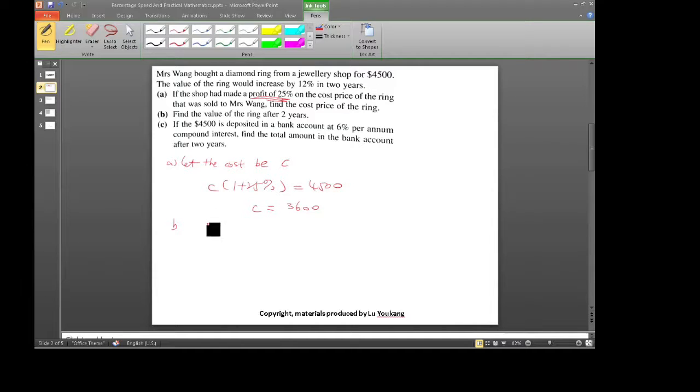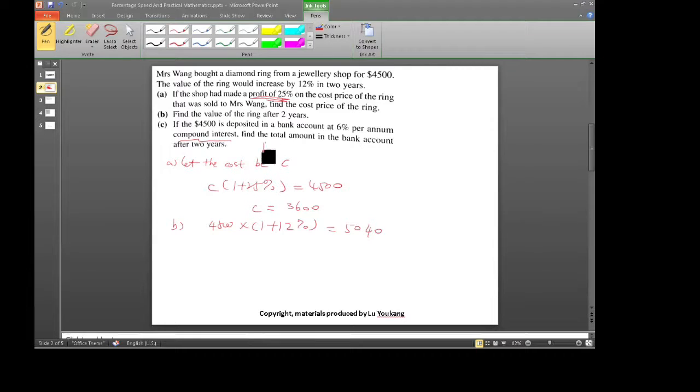So the price would increase by 12% in 2 years. Therefore, I will take 4,500 times (1 plus 12%). I'm sorry, it's not 120%. It should be 12%. Let me correct it. Okay, yes, so it's (1 plus 12%). And please take out your calculator and punch the calculator, and you will get $5,040.